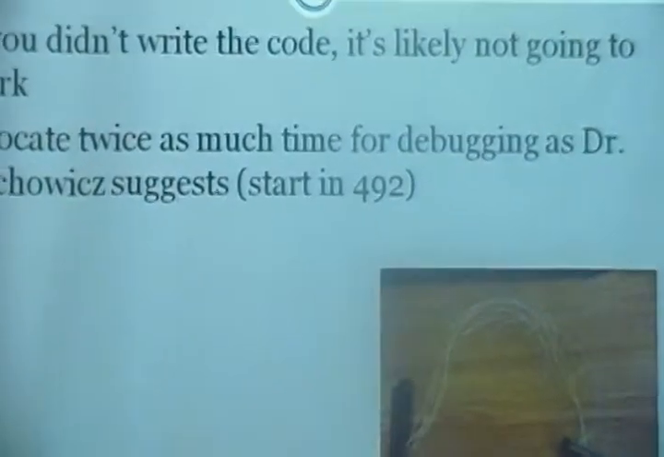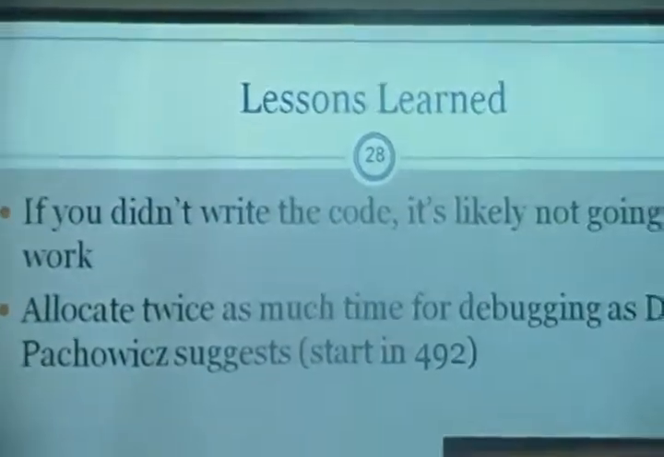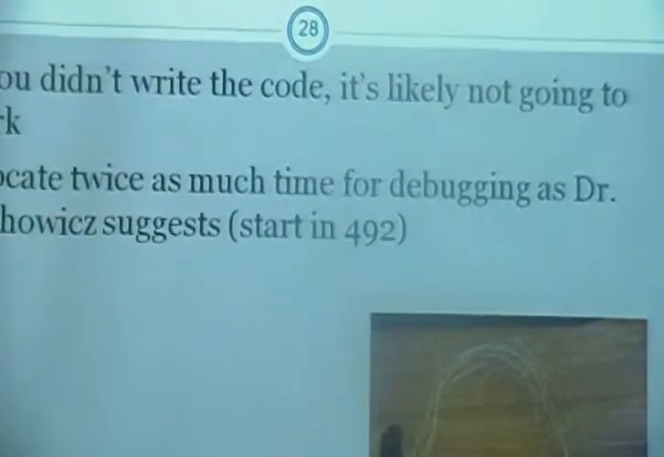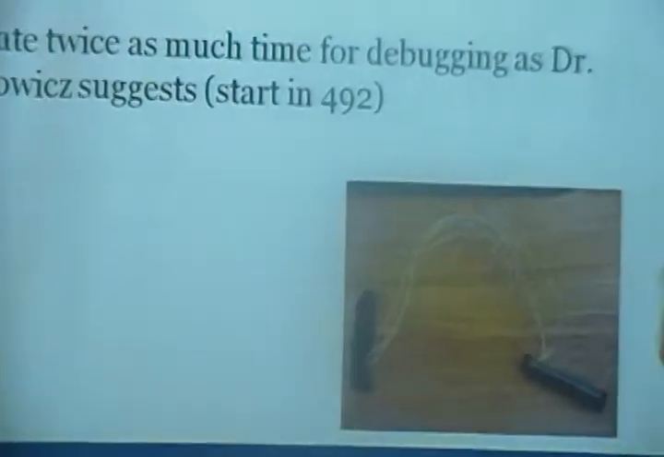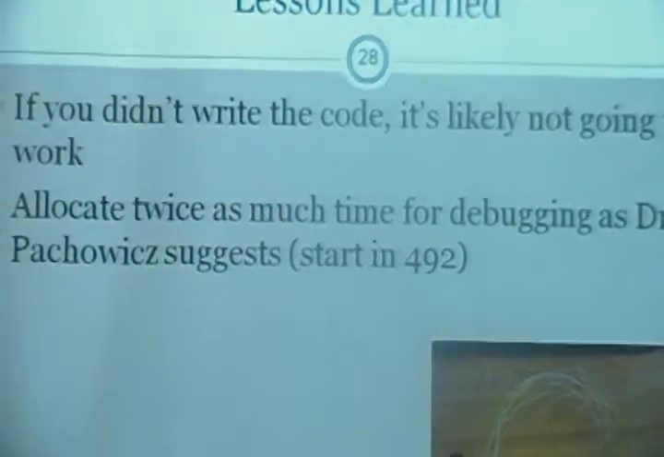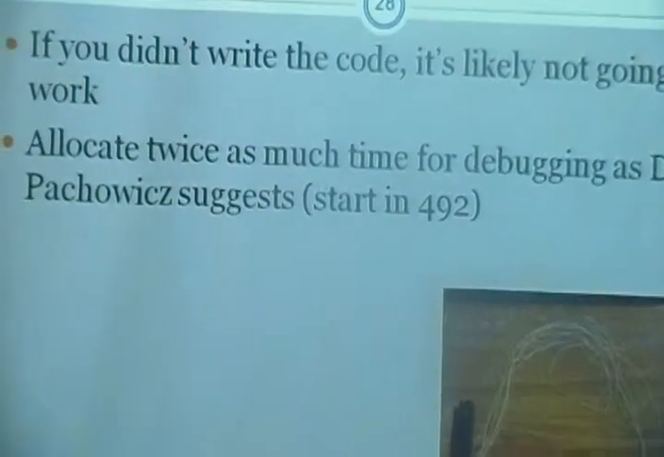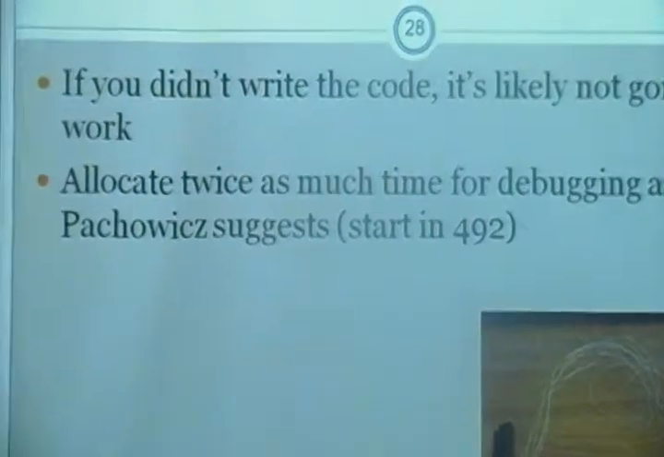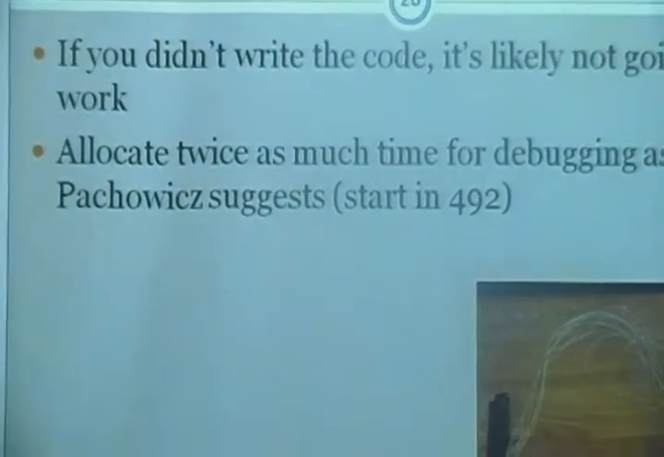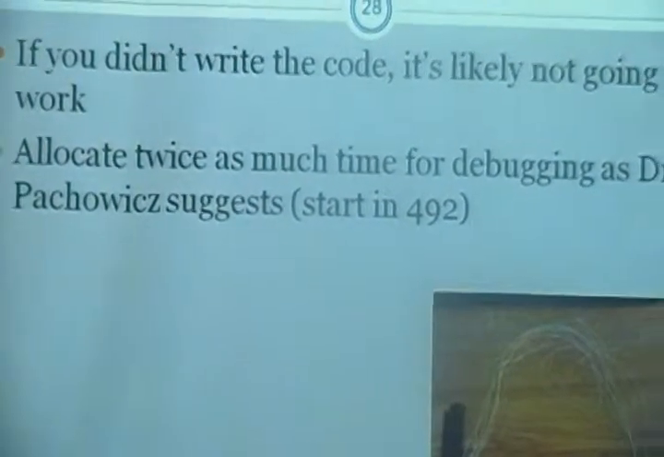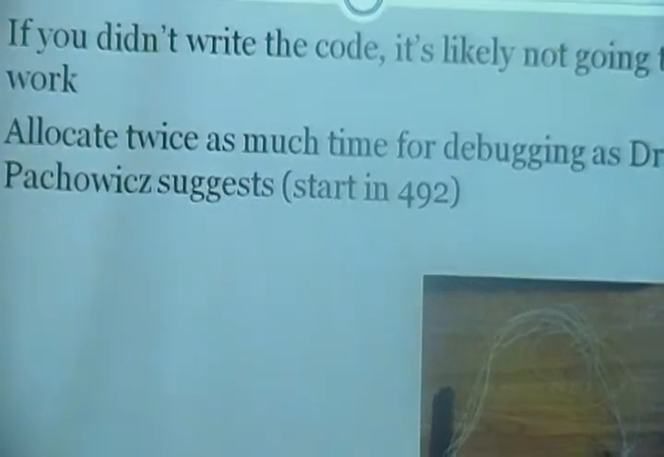Lessons learned: if you didn't write the code, don't trust it. Since we were building on something that already existed, we had to reuse a lot of code that was already written. That introduced a lot of bugs that we did not expect in our design phase and was the cause of most of our issues. Also, debugging takes a lot of time and should be a primary consideration when scheduling out your project.